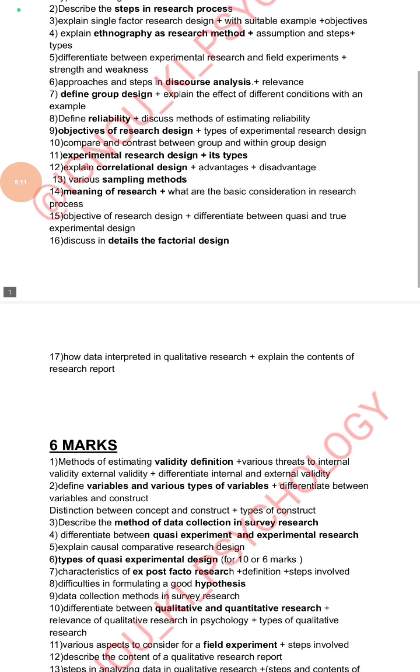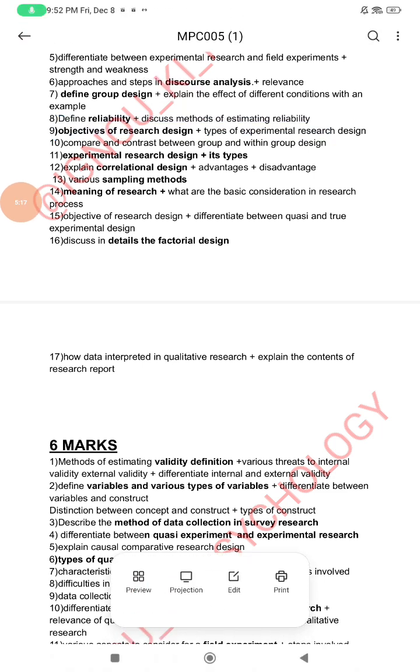Question number 8: define reliability, discuss methods of estimating reliability. See, reliability and validity, both concepts are very important.